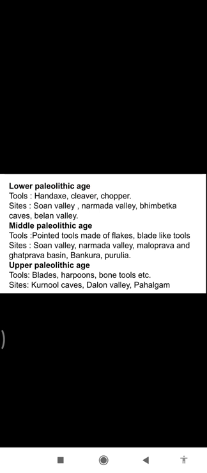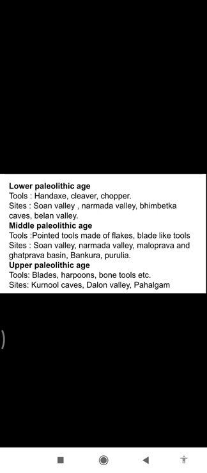Next is the Middle Paleolithic Age. In the Middle Paleolithic period, the tools mostly used were pointed to some extent and made from flakes or blade-like tools, sometimes scrapers, though scraper is not a tool. Now the sites where we find these evidences are Swan Valley, Narmada Valley, Malaprabha and Ghataprabha Basin, and a few evidences have been found from Bankura and Purulia in West Bengal.